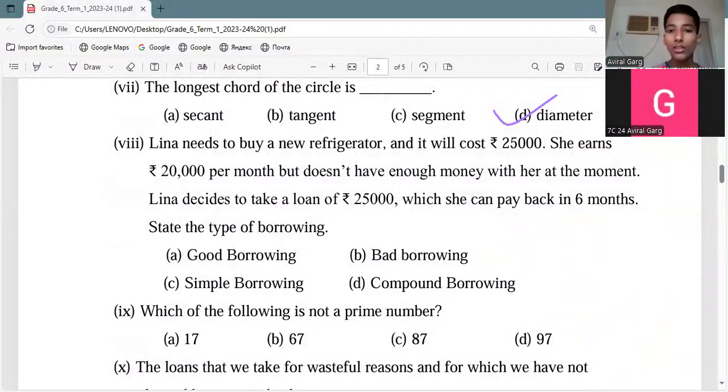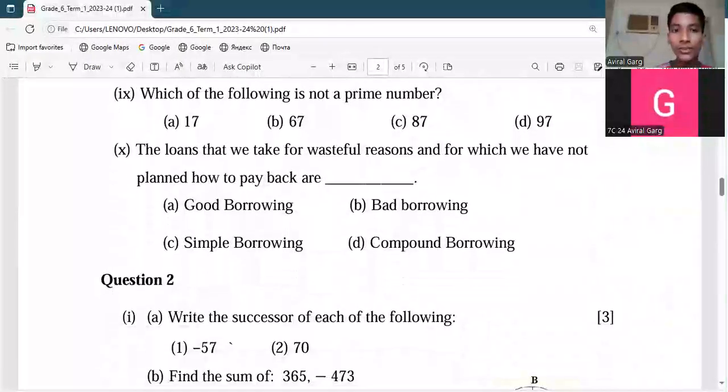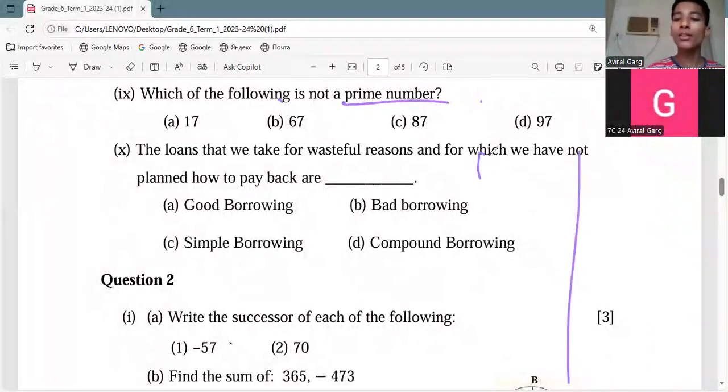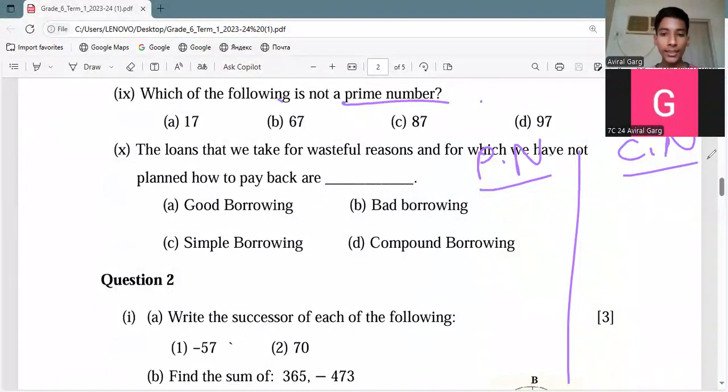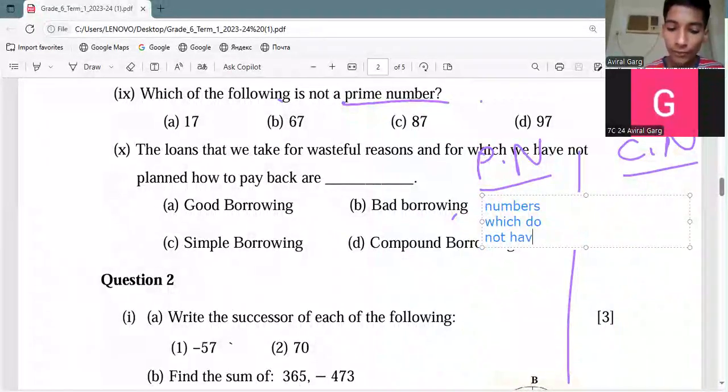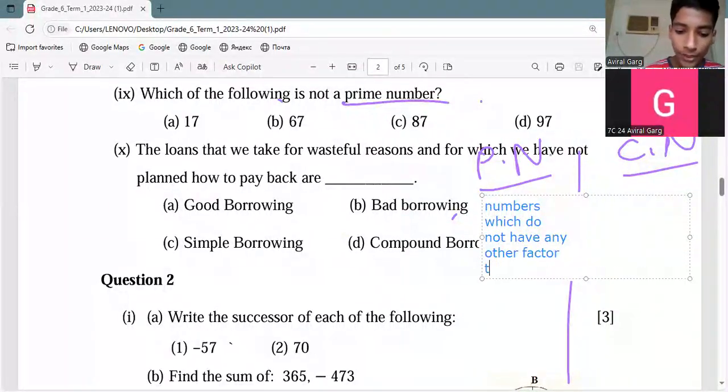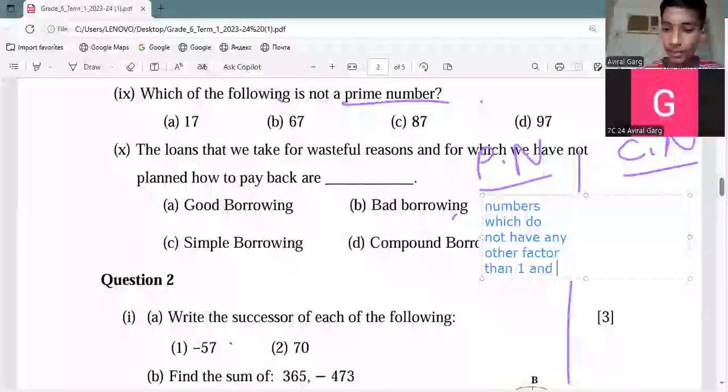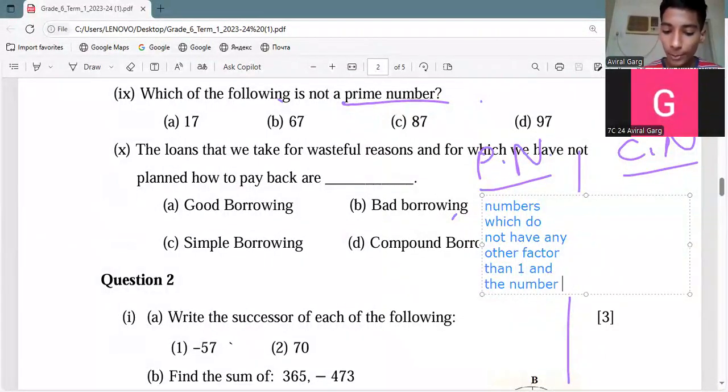Next one. This is again a lone question. We will skip it. Which is not a prime number? Now, prime number and composite number, let's get clear about that. A prime number is one which does not have any other factor than 1 and the number itself.